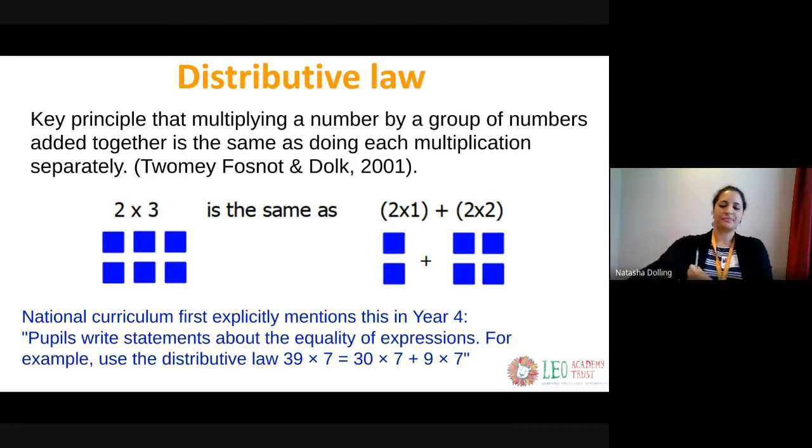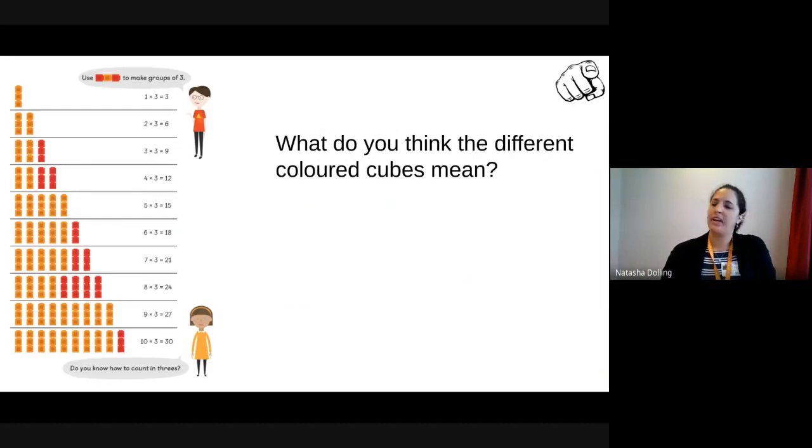And I've actually got this picture here, I hope it's coming up big enough on the screen, of an excerpt from a Maths No Problem lesson.